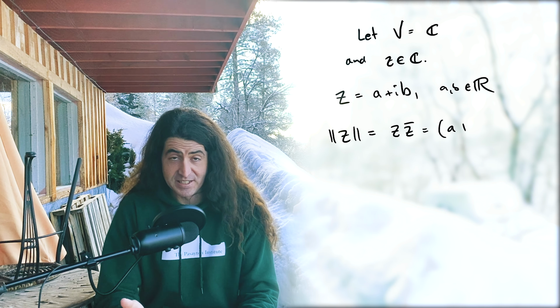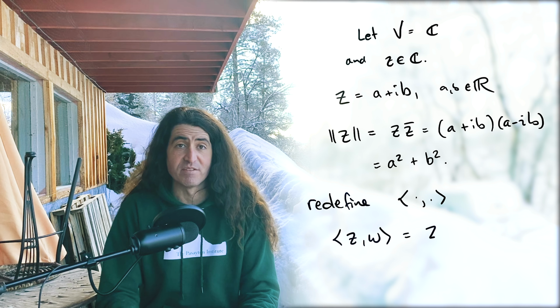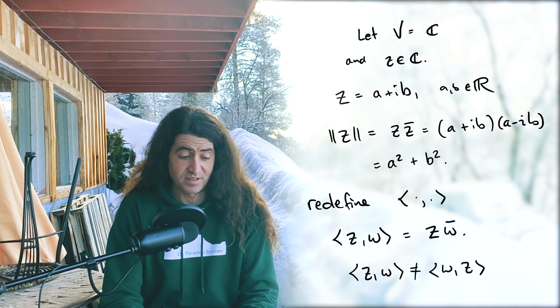But you folks are no fools. You know how to extract the Euclidean distance function on C. You have to take z times z bar, that is, the complex conjugate. But immediately we see that we lose the symmetric nature of the bilinear form to accomplish this.